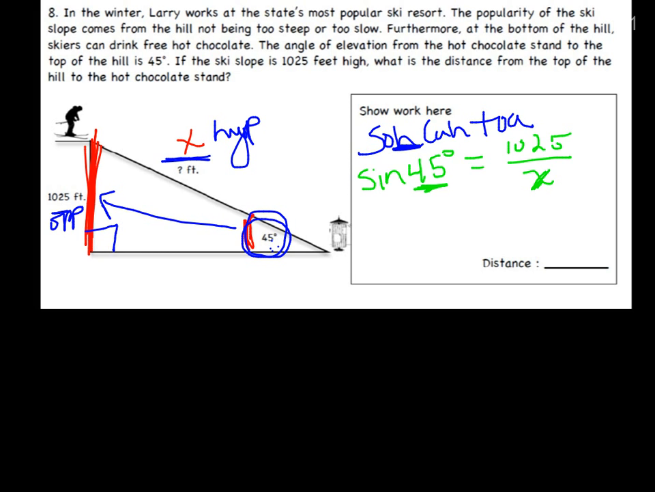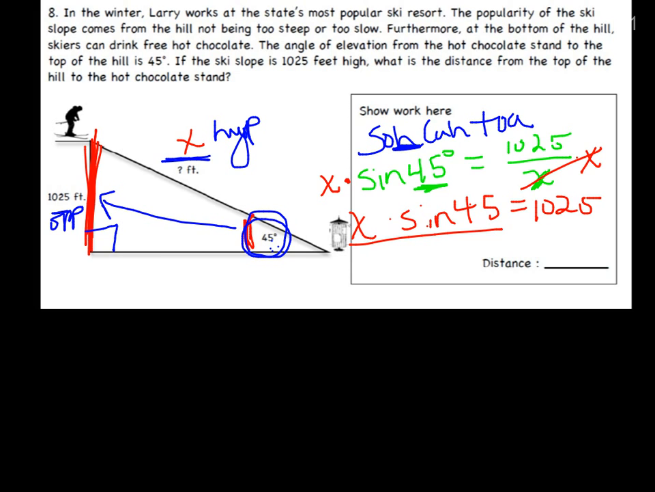Alright, from here, remember you always have to multiply by what's on the bottom of the fraction so you can get it to the top. This adds an extra step unfortunately, but it's what you have to do because you can't have x's on the bottom. So we have x times sine of 45 equals 1,025. So we'll just divide both sides by sine of 45.